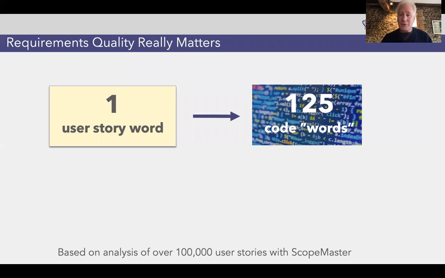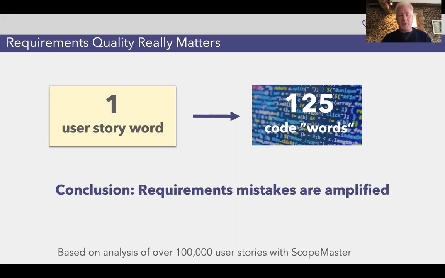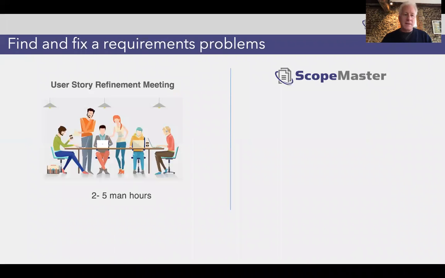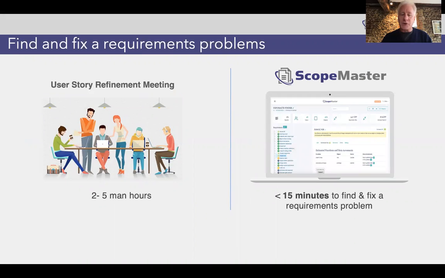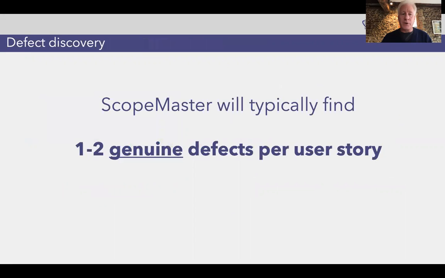Now, doing good requirements work, even in the Agile context, is extremely important. How do we know this? Well, based on 100,000 user stories we've analyzed, we've detected that each word of a user story generates about 125 coding words or tokens. And so you see this amplification of work, and therefore a mistake in your user story becomes amplified. Finding defects in user stories is at the moment a really time-consuming process. With ScopeMaster, we can cut that down dramatically, and you'll see orders of magnitude increase in productivity. And it's finding genuine defects, not just false positives.